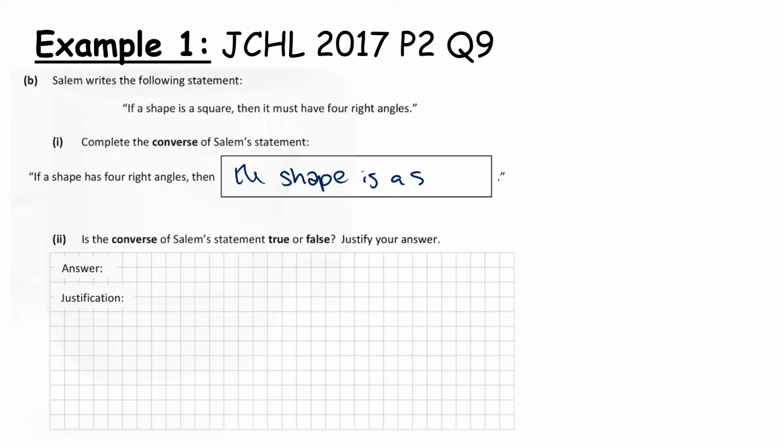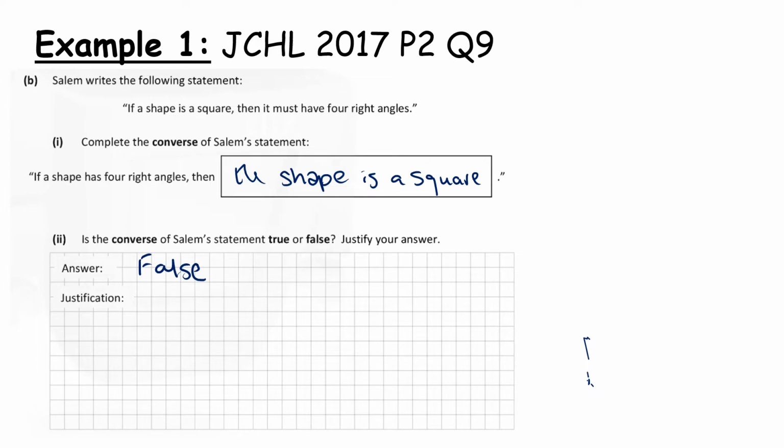Now, they've asked us something else here. Is the converse of Salem's statement true or false? And the answer is false. Just because you have 4 right angles, does it mean you're a square? No, you could be a rectangle. So yes, if you are a square, you have 4 right angles, but the converse is not true.